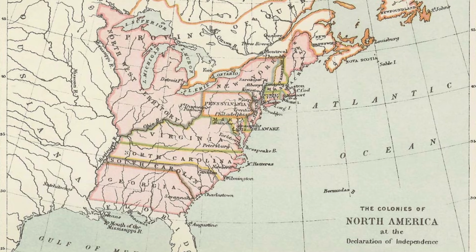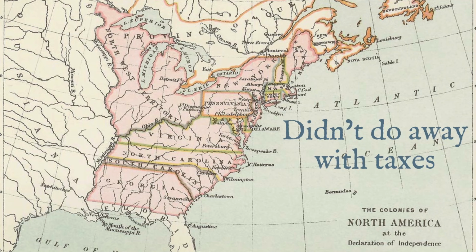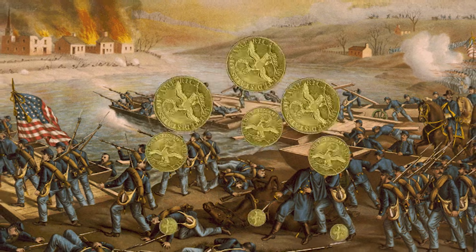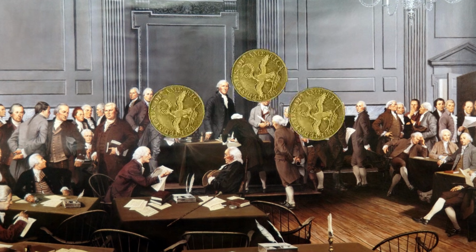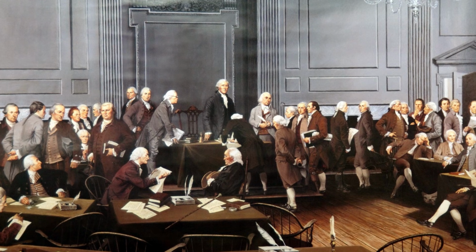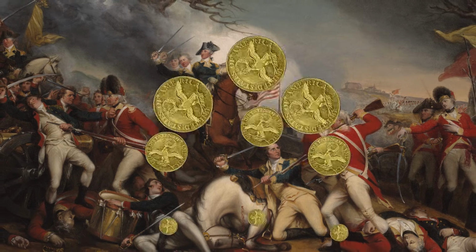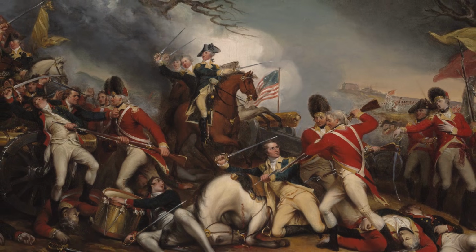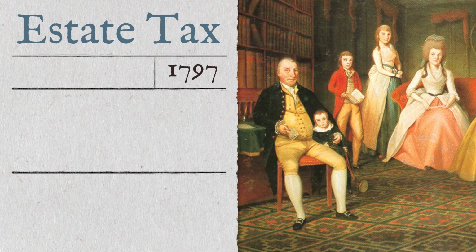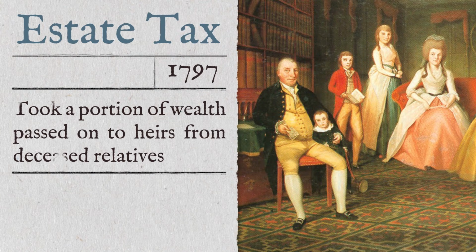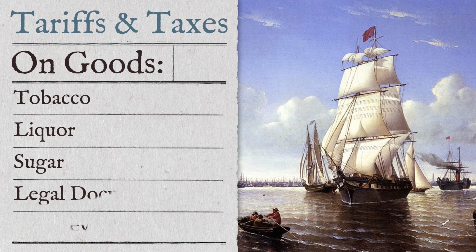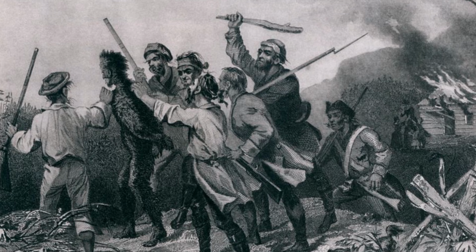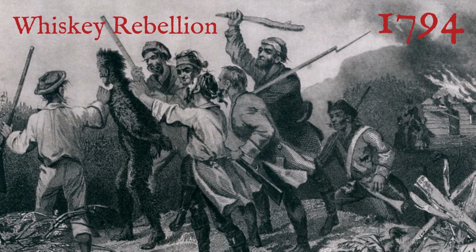But once the 13 colonies became an independent nation, they didn't do away with taxes altogether, because waging war and building a central government is kind of a spendy business. So they looked to other ways of using indirect taxation to cover these new costs, and also to pay off some of the debts they had inherited from the Revolution. This included the estate tax of 1797, which took a portion of wealth passed on to heirs from deceased relatives. And there was a consistent use of tariffs and taxes on certain goods like tobacco, liquor, sugar, legal documents, and whiskey. Check out the info on the 1794 Whiskey Rebellion to learn more.